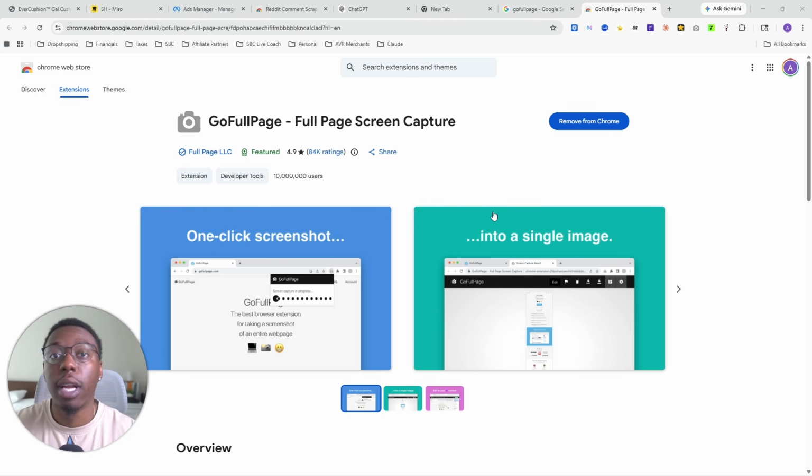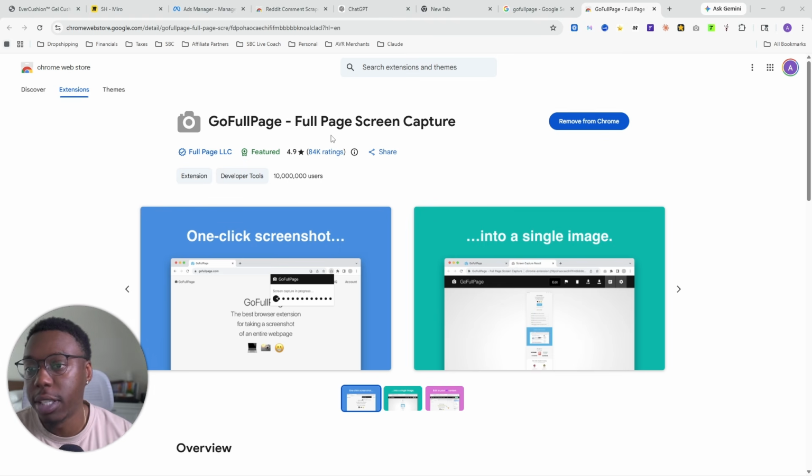I know Claude Cowork, Claude in Terminal, and Claude Code are very advanced, but for the sake of this tutorial, we're keeping it basic and beginner friendly. So, Go Full Page, 100% free. And this is going to allow us to screenshot websites and all that stuff and throw it into Claude to have it fully analyze everything without missing any detail.